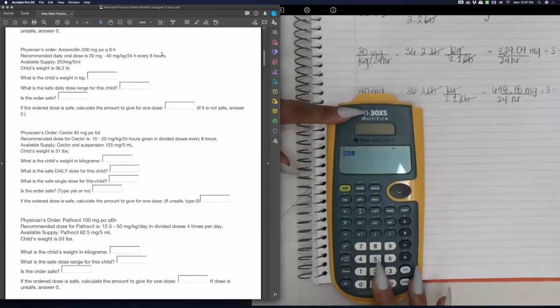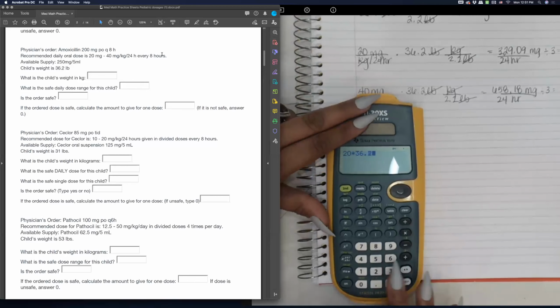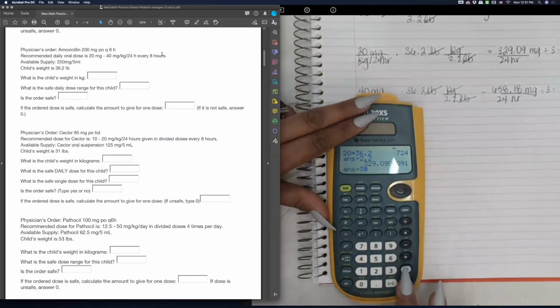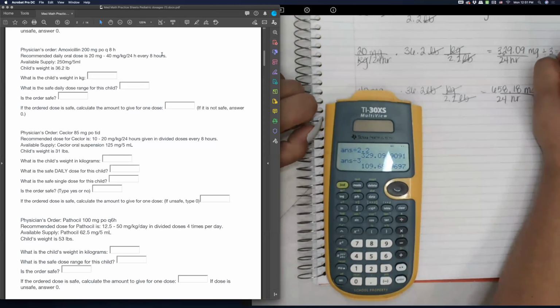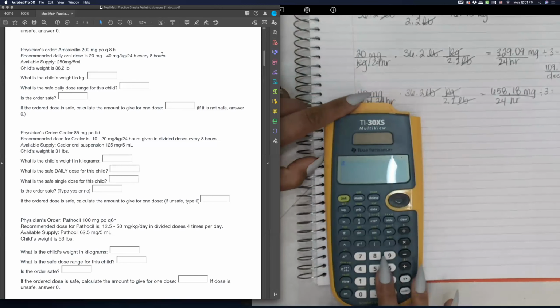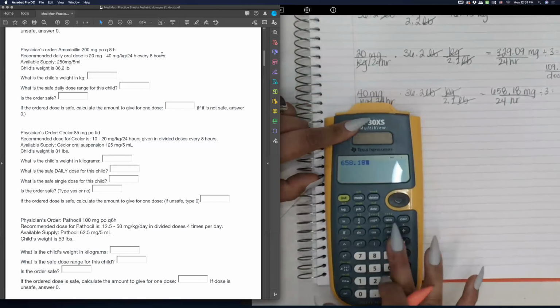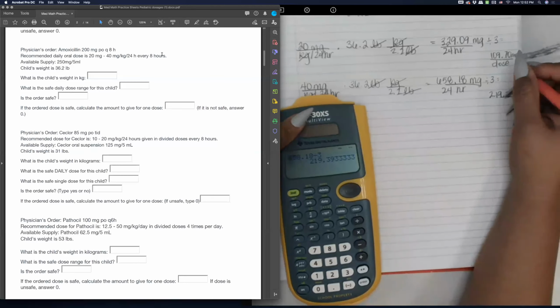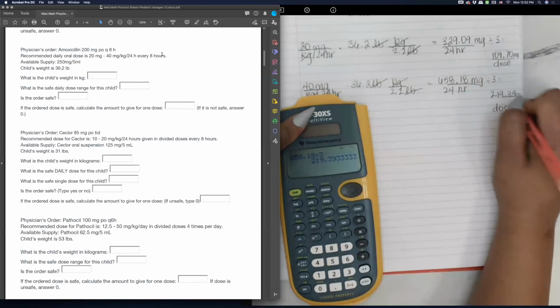So 20 times 36.2 divided by 2.2 and then divided by 3 again is going to give you 109.70 milligrams per dose. And then 658.18 divided by 3 is going to give you 219.39 milligrams per dose. Okay.